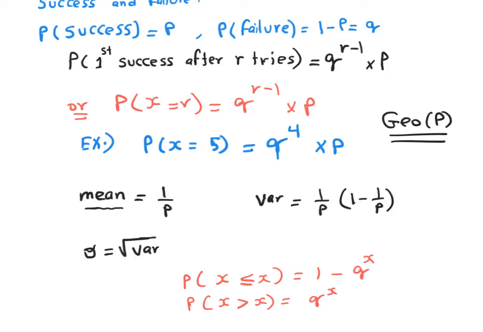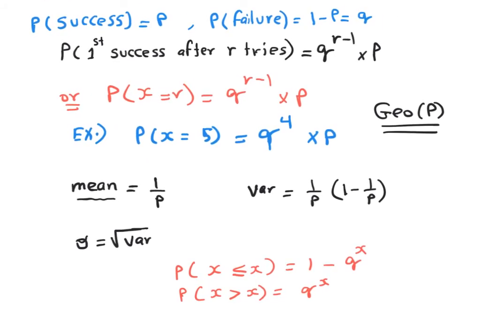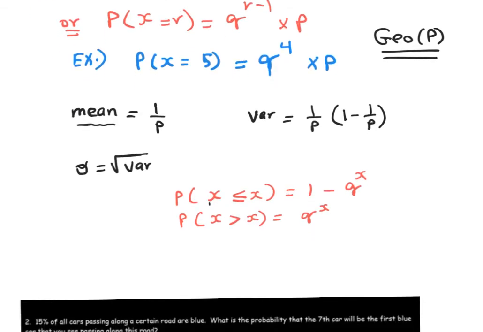Sigma is the square root of the variance. And probability of X less than or equal to x equals 1 minus Q to the power x. Probability of X more than x equals Q to the power x. These are all the rules for geometric distribution. Let me take examples.